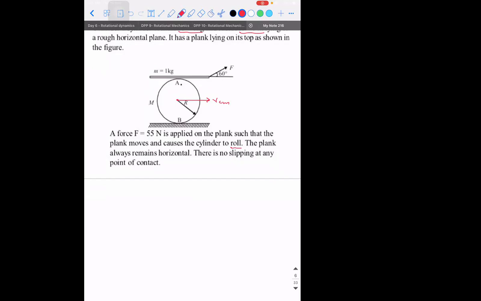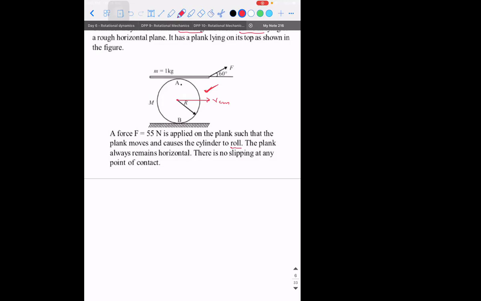So let's think logically, okay? What is making the cylinder roll? If this has to roll, it has to be put into rotational motion. Now, for it to be in rotational motion, torque is necessary. Who's providing the torque? Frictional forces at point A. Okay, you're saying frictional force at point A.